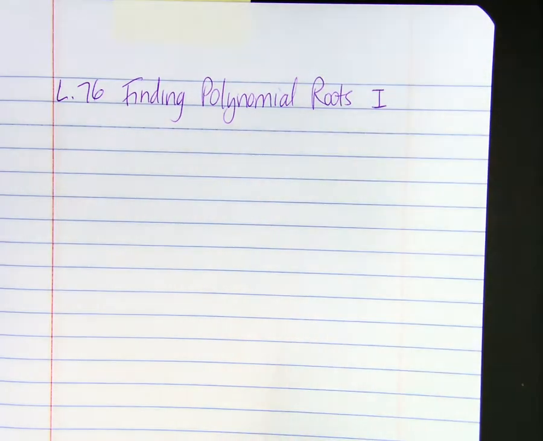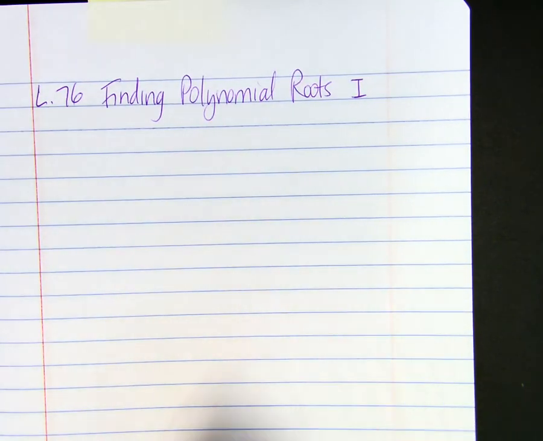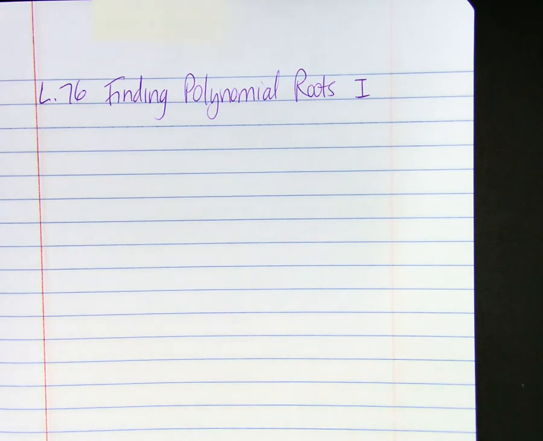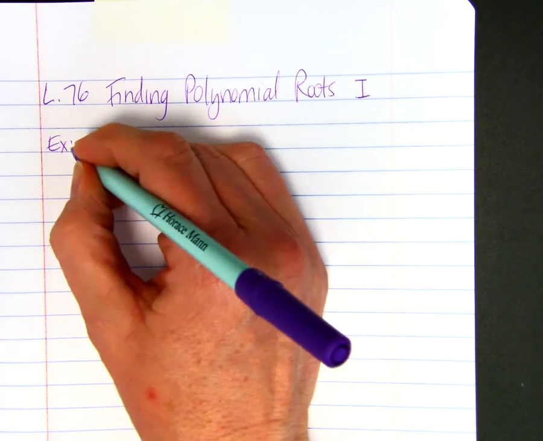Today is a review because you already know how to find the roots. It's basically just the zeros. And we use the zero product property, which is when two numbers multiplied equal 0, one of them has to be equal to 0. So this is going to just be examples.